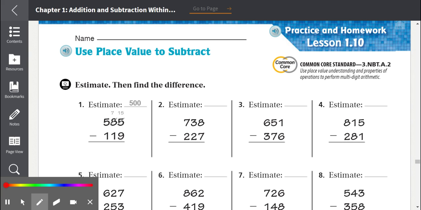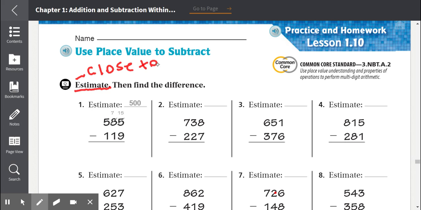Lesson 1.10, use place value to subtract. Estimate, then find the difference. So we're going to underline estimate. We know when we estimate, we find a number close to the answer. And the difference, whenever we see the word difference, we know it means to subtract. So I put a subtraction sign and I circled it.